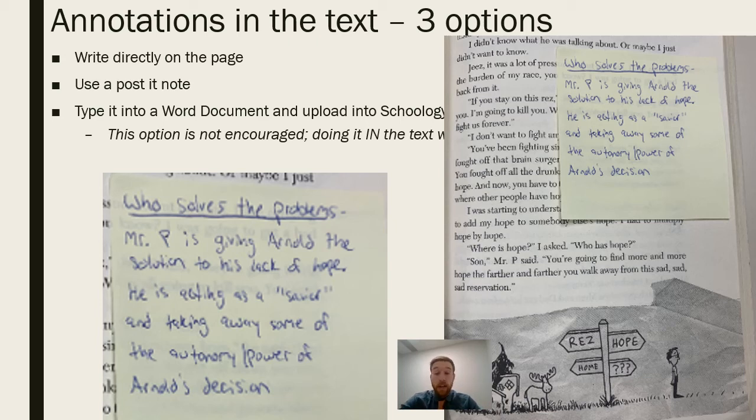So this one is the who solves the problems. I said Mr. P is giving Arnold the solution to his lack of hope. He's acting as a savior and taking away some of the autonomy or power of Arnold's decision. And again, the nice thing is I can put that right where I want the quote. I'm commenting on this section right here, so it's right next to it, so I can see that.